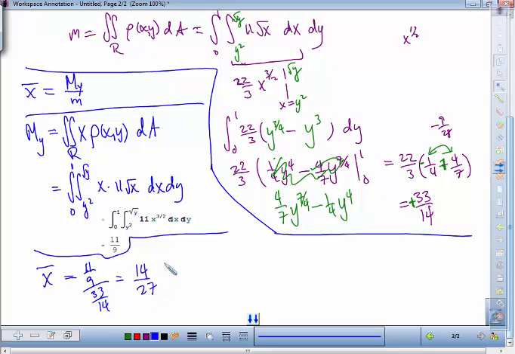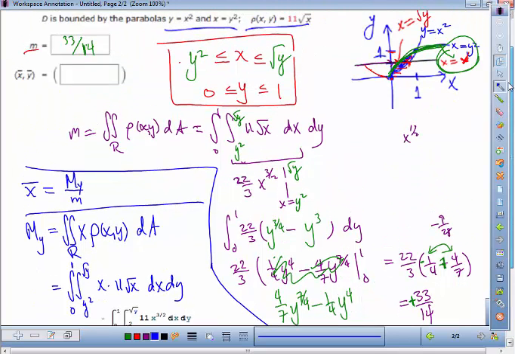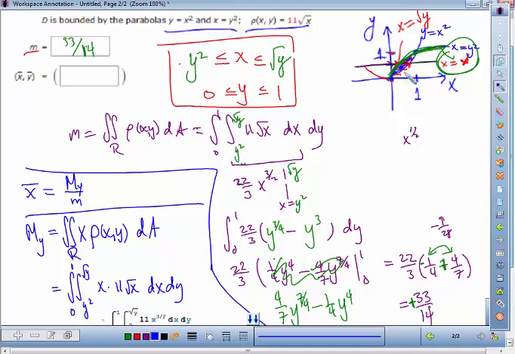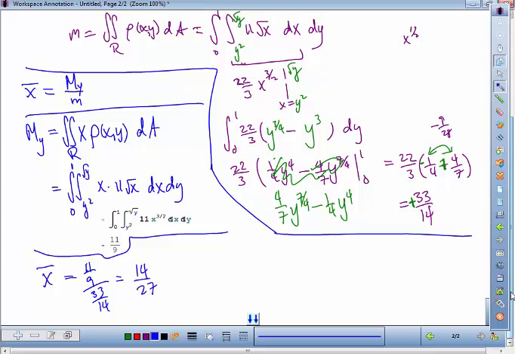So I say 27 over 14 doesn't look right because it's bigger than 1. And according to this graph, the surface, or the lamina, the plate, your X bar and your Y bar has to be in that space, right? And so if your X is bigger than 1, then you know you did something wrong. If your mass is negative, like we found it to be negative, then we did something wrong. So want to make sure that our answers make sense, and our answer for X bar has to be between 0 and 1. Same with our Y. Should also be between 0 and 1.